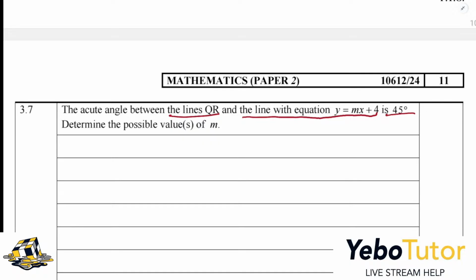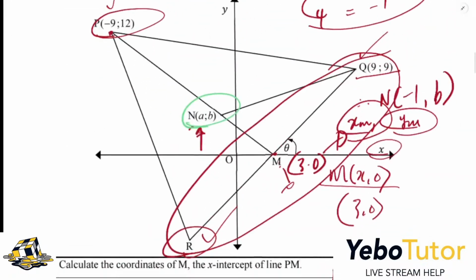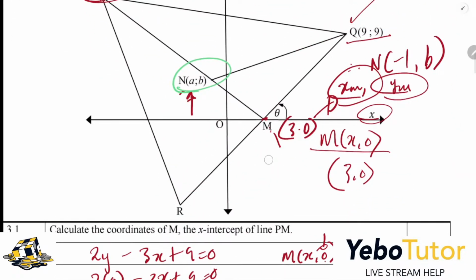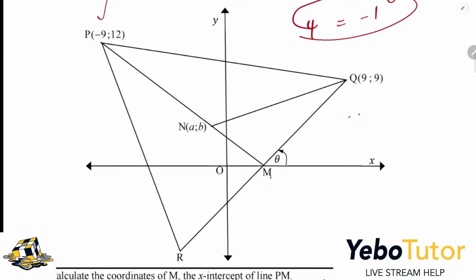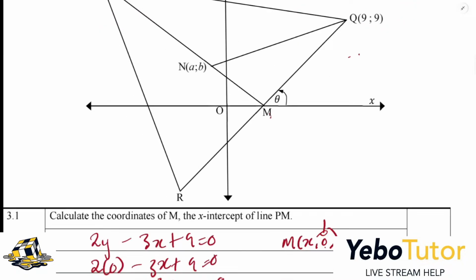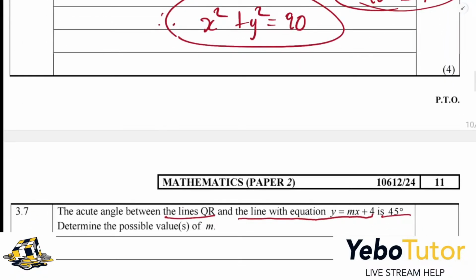So let's go back to the diagram so that at least we can see what we are speaking about. Let's clear everything over there so that our diagram can be a bit clearer, and you can see what we are working with. They're saying that this line has an angle of inclination, and we are given the equation. The acute angle between the line QR and the line of this equation, mx plus 4, is 45 degrees. Now we need to find the possible values of m, or the possible values of the gradient.